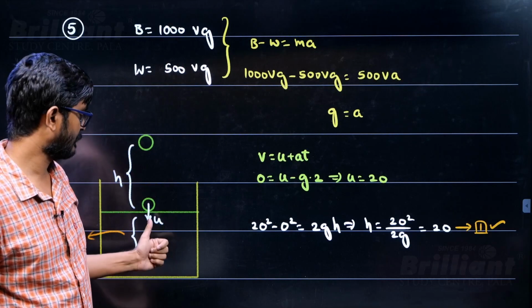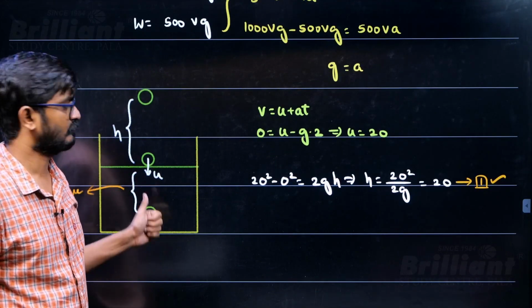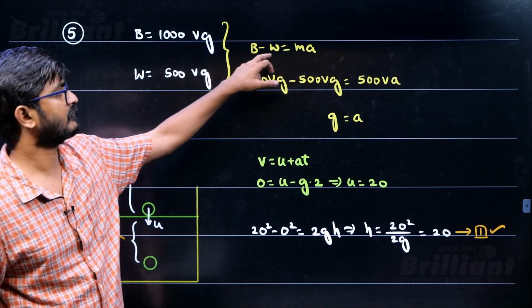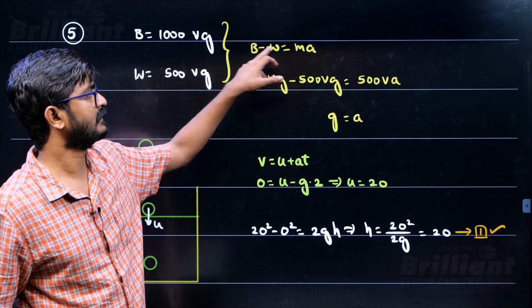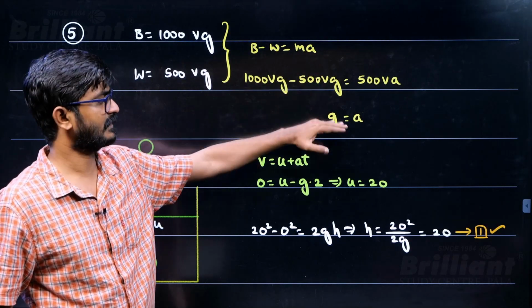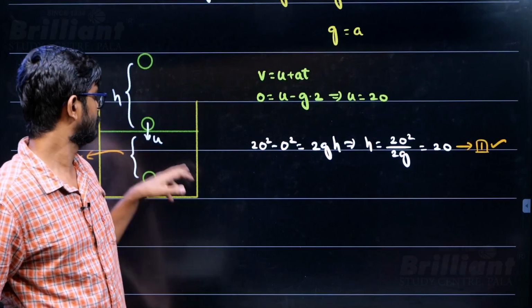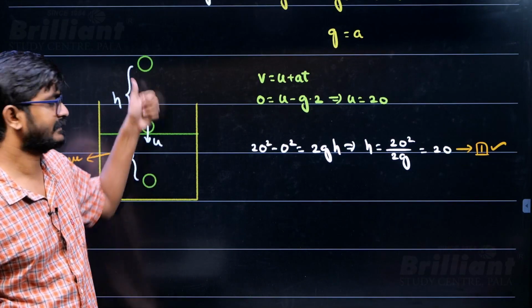Buoyancy is more. So once it enters the liquid, more force will be in the upward direction. So what is the acceleration in the upward direction? Net force in the upward direction is buoyancy minus weight, that equals mass times acceleration. From there you will get the acceleration as magnitude g in the upward direction. So velocity is u, acceleration is g.